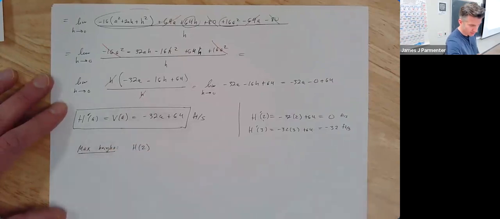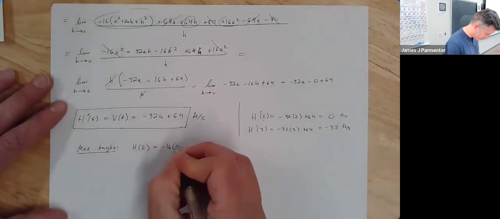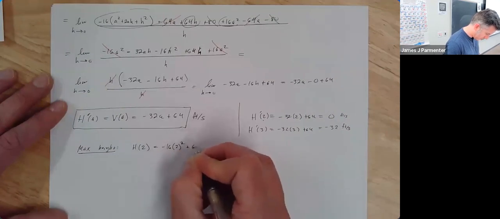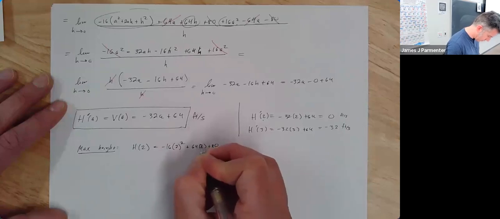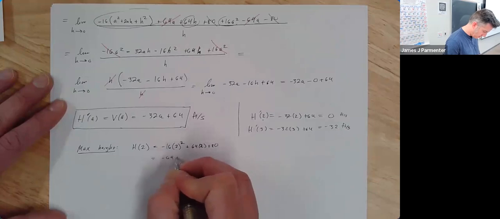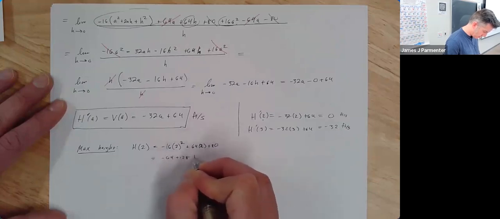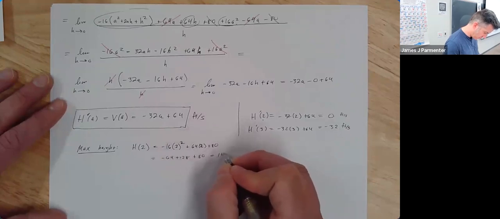And then you can go back and plug into your height function, which is negative 16 times t squared plus 64t plus 80, sorry, 64 times 2. And that would be something. Negative 16 times 4 is negative 64 plus 128 plus 80. That's going to be 144.